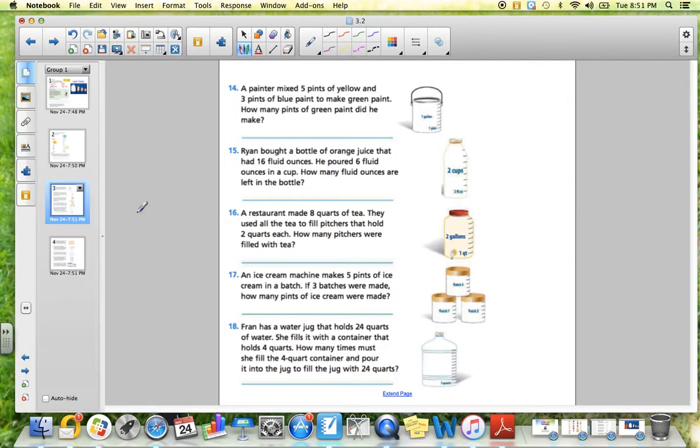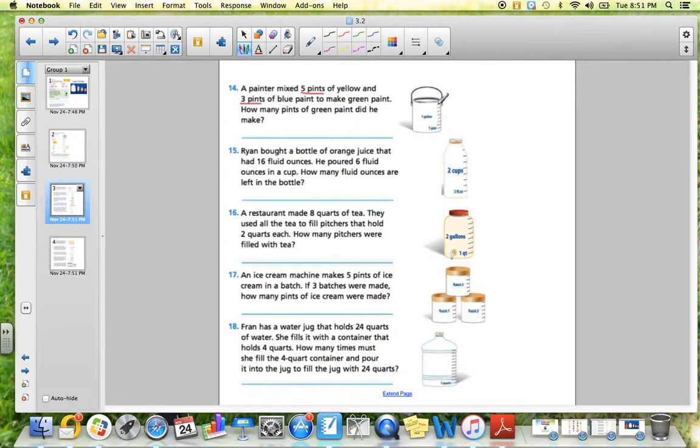Okay, welcome back, my little mathematicians. We are on page 165 in your SAB. So now we are going to use the drawing to represent and solve the problem. Okay, so number 14 says, a painter mixed 5 pints of yellow and 3 pints of blue paint to make green paint. How many pints of green paint did he make? So we know 5 pints of yellow is important and 3 pints of blue is, and it's asking us altogether how much did he make.